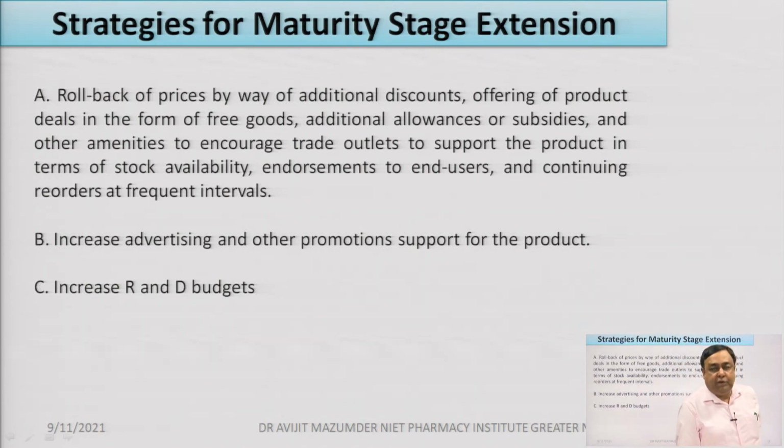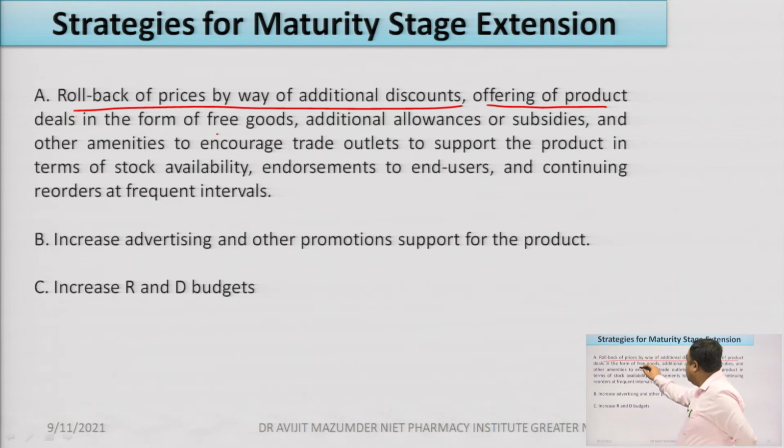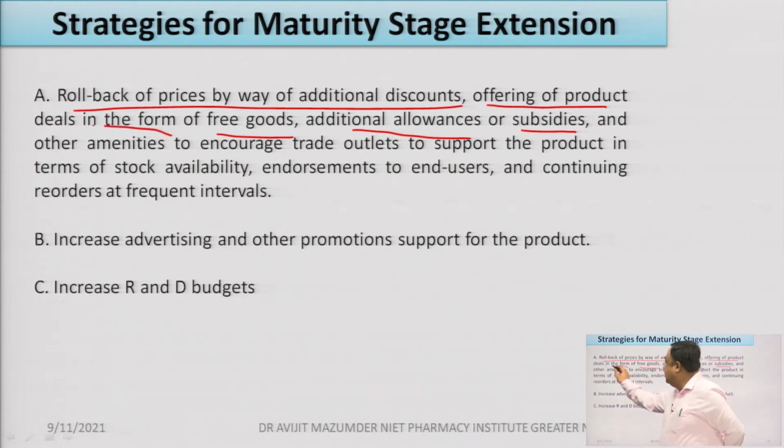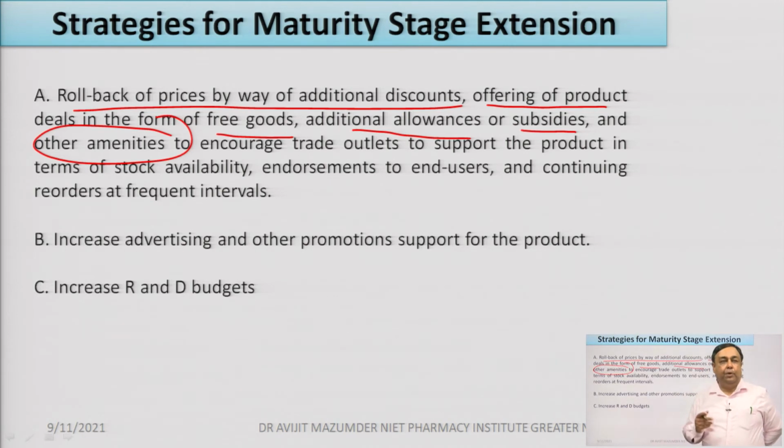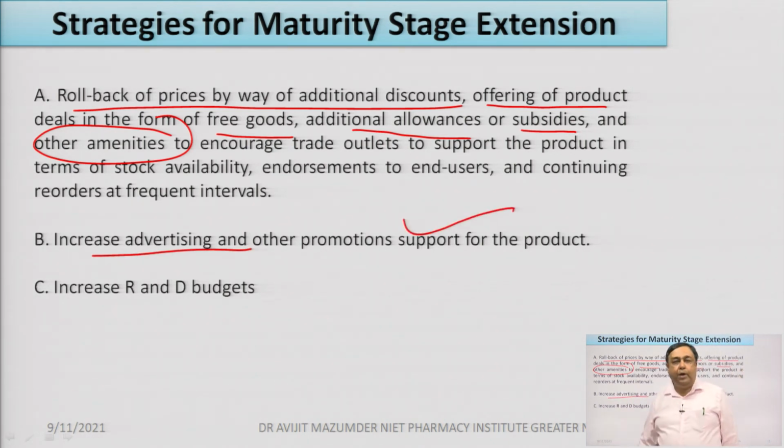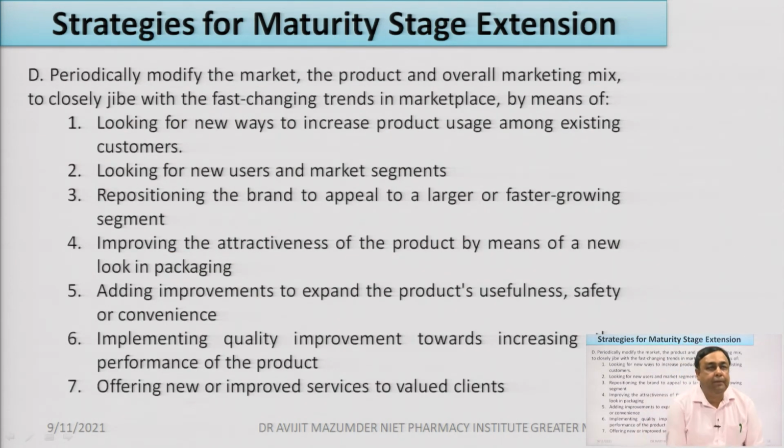Now, the strategies to extend this maturity stage involve rollback of prices by way of additional discounts, offering the product in terms of free goods, additional allowances or subsidies, and various other amenities to encourage the trade outlet to support your product. You have to keep the customers with you because the product is almost in the maturity stage. Increase advertisement and other promotional support for your product. At the same time, try to increase your R&D budget to add some new features for the product.